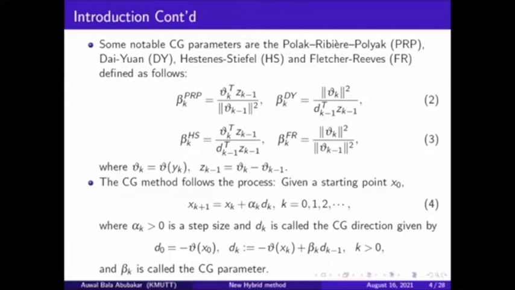Now the CG method follows this process. Given an initial point x0, to get the next point you use equation (4) by taking xk plus alpha k dk, where alpha k is the step size and dk is called the CG direction, which is given by this. When k is 0, you compute negative of bar theta at x0, and when k is greater than 0, you compute minus bar theta of xk plus the CG parameter multiplied by dk minus 1. In this case, x0 should be y0 because we are using y as the variable. So this is a typo.